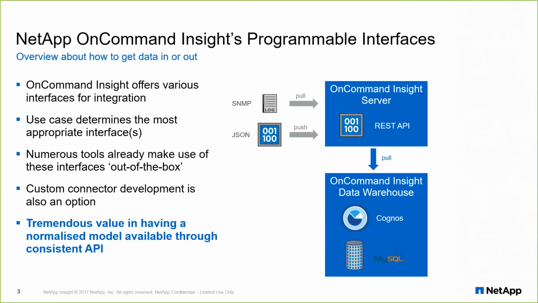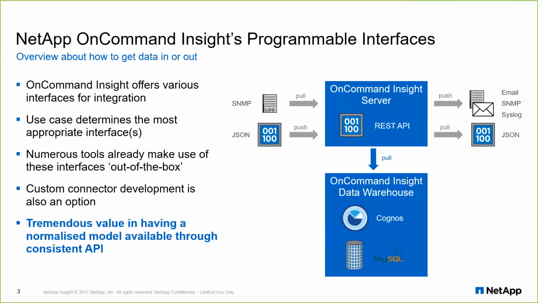So what are some examples of these? Notice on top the Insight server, SNMP. We can pull from SNMP sources. We can pull from JSON sources, which is the REST API, and we can push email and JSON payloads from the REST API as well.